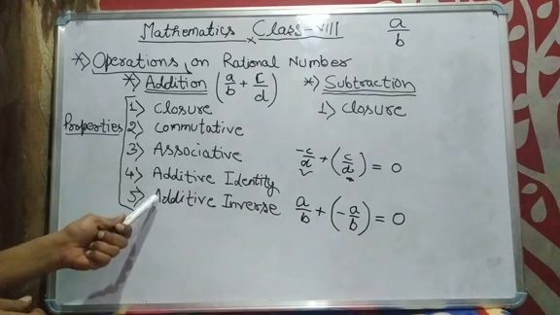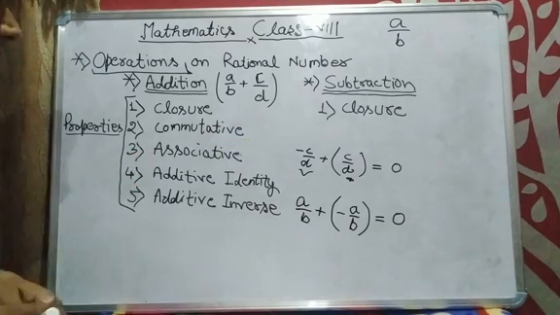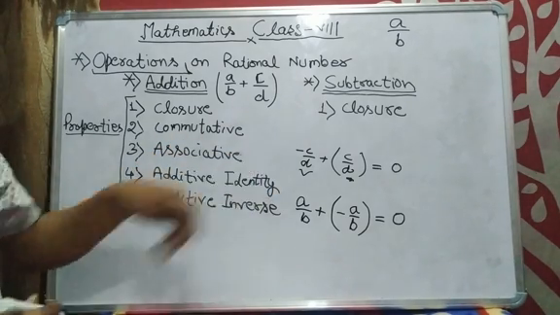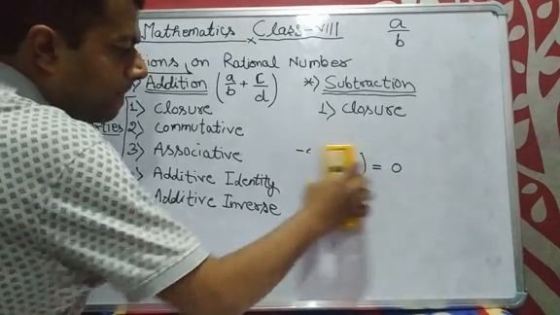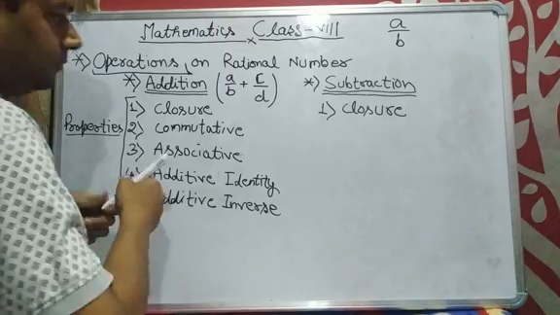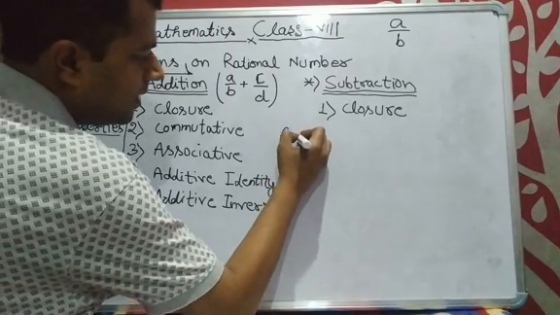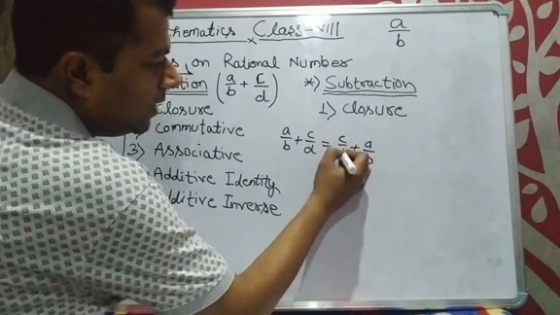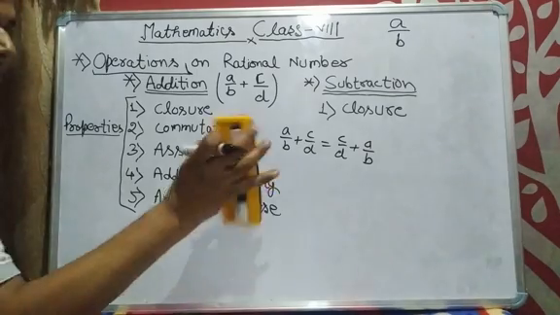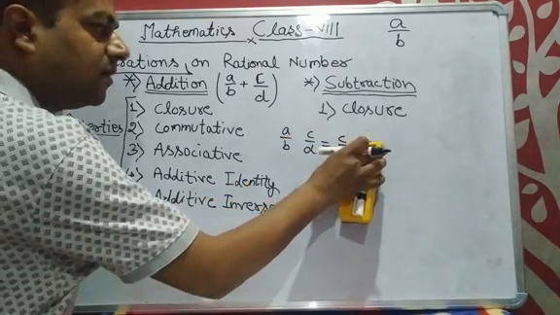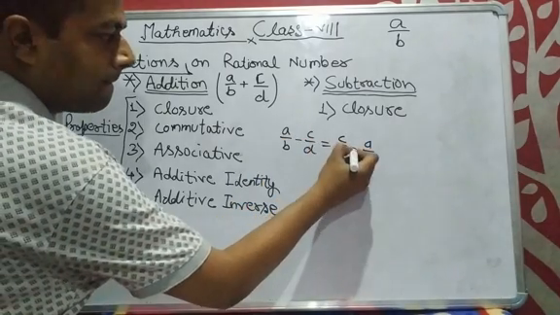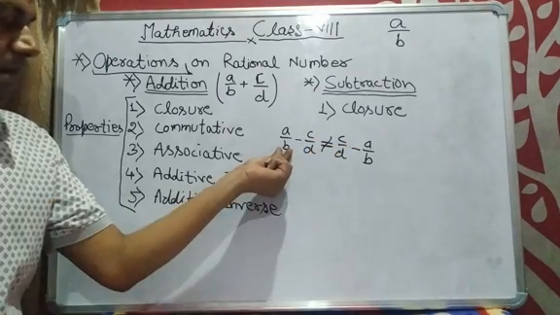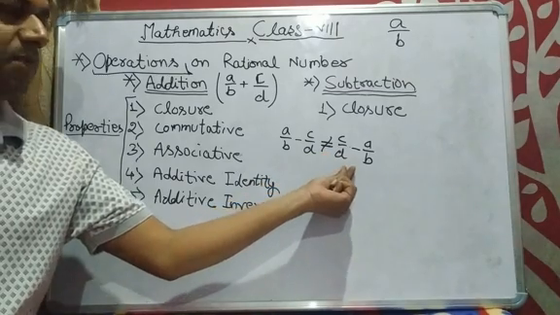The rest of the properties are not applicable for subtraction. What was the commutative property? A upon B plus C upon D must be equal to C upon D plus A upon B. This was the commutative property for addition. If minus is there, then it will not be equal. A upon B minus C upon D will not equal C upon D minus A upon B.